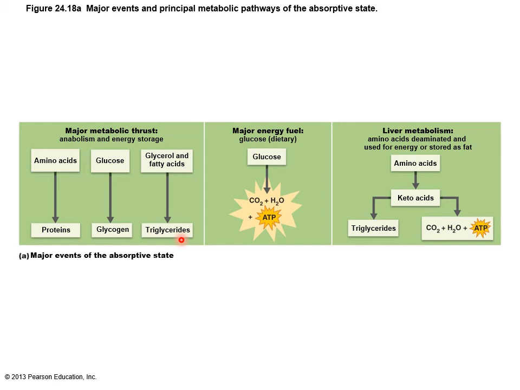And the hormone that drives this, insulin. Insulin drives the uptake of glucose and also the uptake of amino acids into cells. And what happens in the liver? Amino acids that are in excess can be deaminated. They can be used for energy or stored as fat, and they can be converted into keto acids by taking off that amine group, and they can go into triglyceride formation, or they can be used to make ATP.